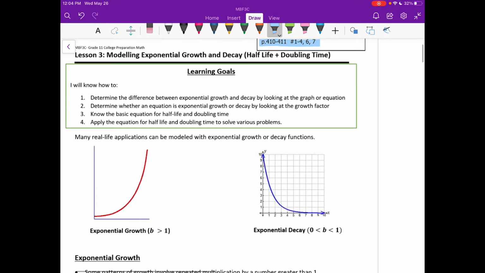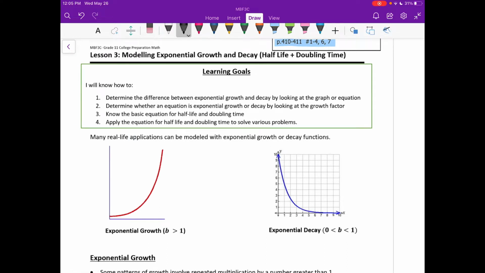So it says modeling exponential growth and decay. More importantly, we're going to be talking about half-life and doubling time. So what you're going to be able to do by the end of this class is you're going to be able to tell the difference between growth and decay by just looking at a graph or an equation. You'll be able to determine whether an equation is exponential growth or decay by looking at the growth factor. You'll know the basic equation for half-life and doubling time, and you'll be able to apply equations for half-life and doubling time to various real-world application problems.